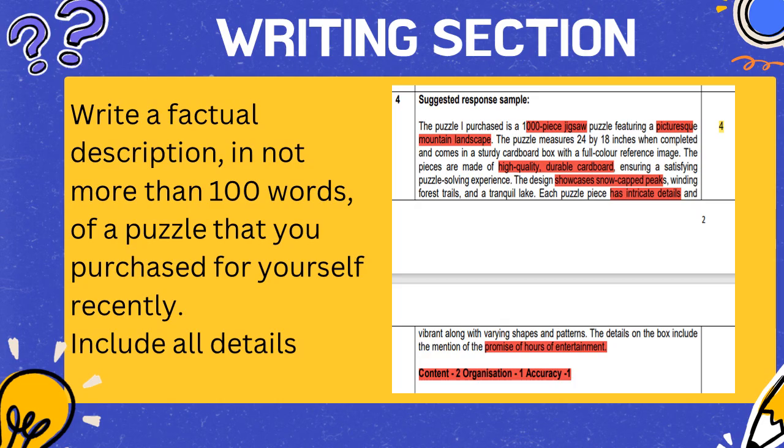Content is for 2 marks. So you should be able to write 100 words. Organization of your thoughts is for 1 mark. And accuracy, again, deals with the spelling mistakes and grammatical errors.